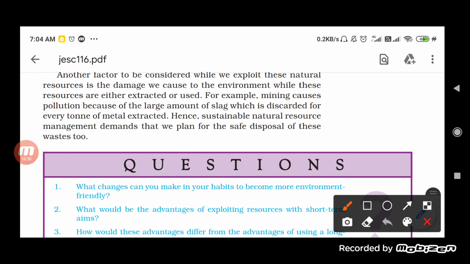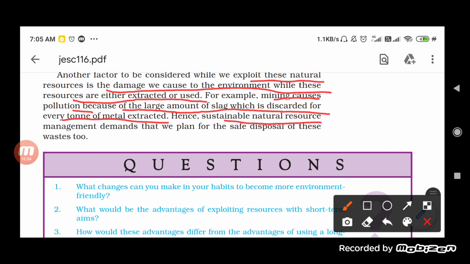Another factor to be considered while we exploit these natural resources is the damage we cause to the environment while these resources are extracted or used. For example, mining causes pollution because of the large amount of slag which is discarded for every ton of metal extracted. Hence, sustainable natural resource management demands that we plan for safe disposal of these wastes too.